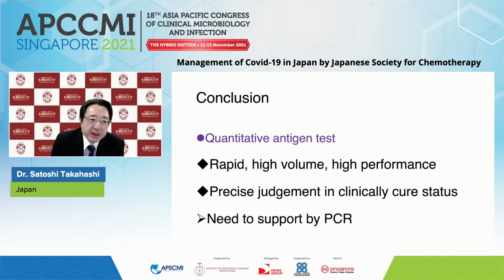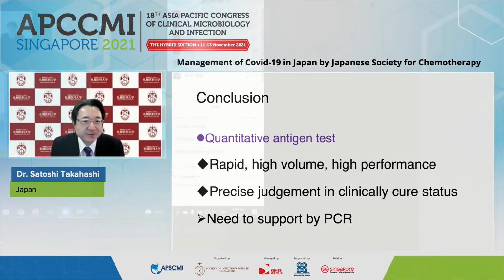In addition, it gives precise judgment of clinical cure status. However, it needs support by PCR, but it's not so big a problem. The quantitative antigen test does a very, very good job in Japan. So I'm very happy to introduce this great test method. Thank you very much.